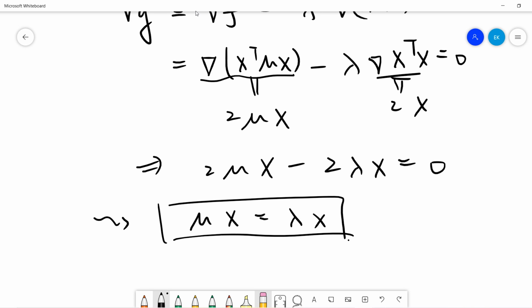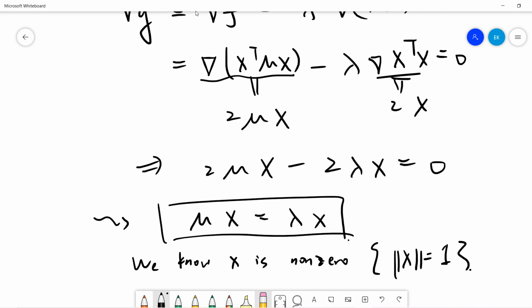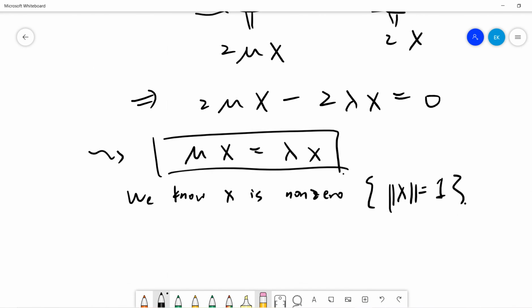Okay, and so you see from here that we know x is non-zero. The reason is that x has length 1, right? So x must be non-zero. Okay. And the lambda exists, right, due to the extremal theorem.